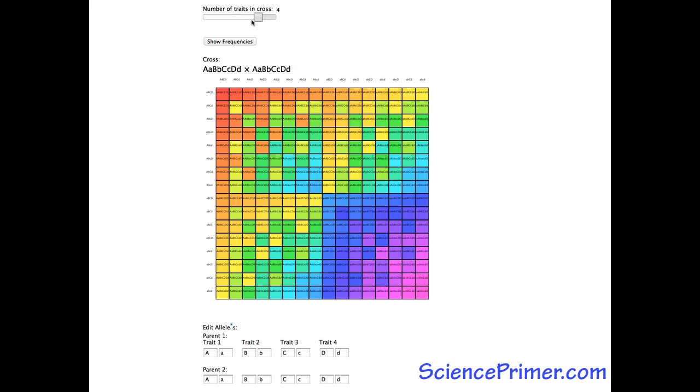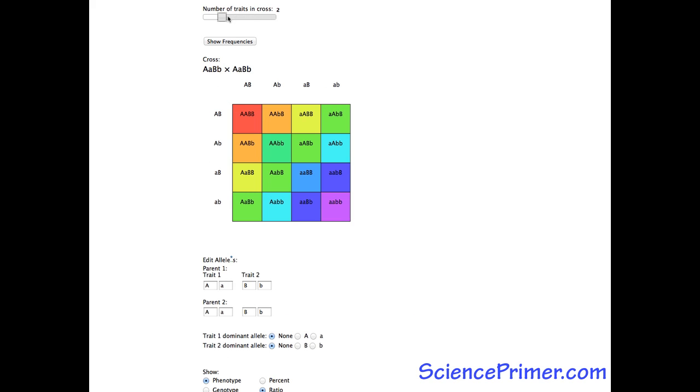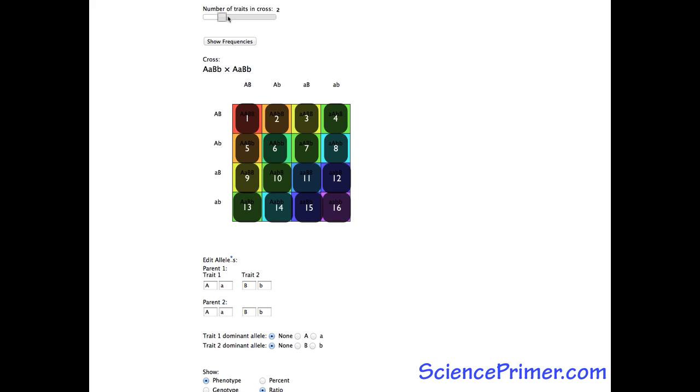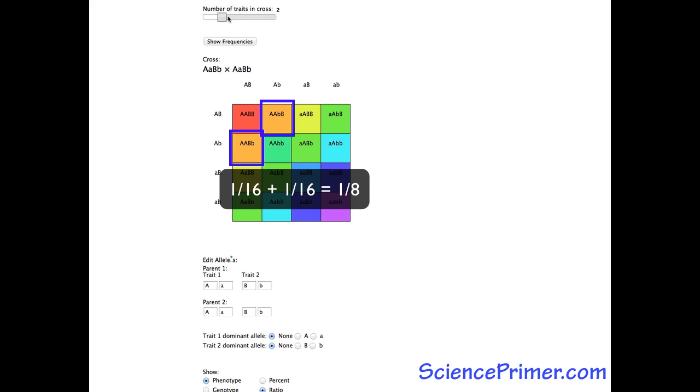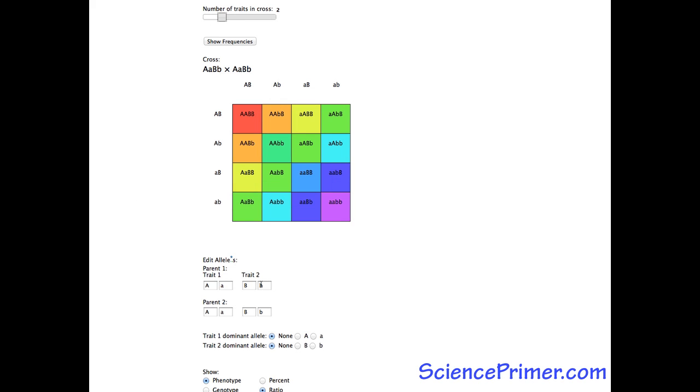The genotype in each box is equally likely to be produced from a cross. A 2-trait Punnett square has 16 boxes. The probability of a cross producing a genotype in any box is 1 in 16. If the same genotype is present in 2 boxes, its probability of occurring doubles to 1 in 8.